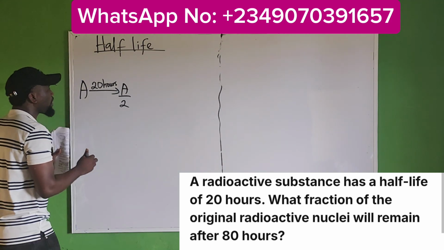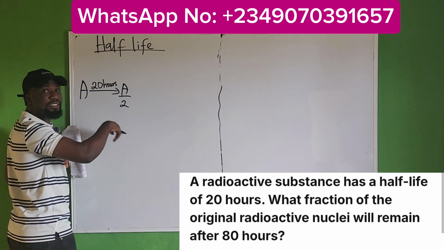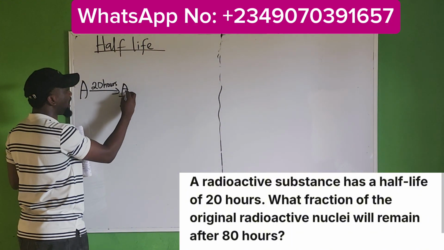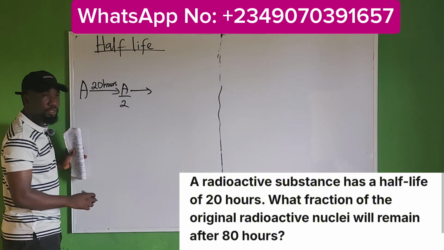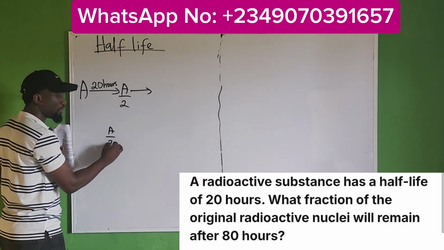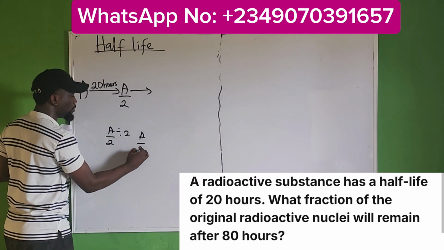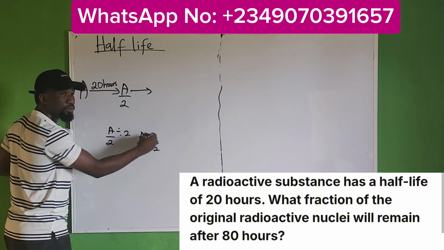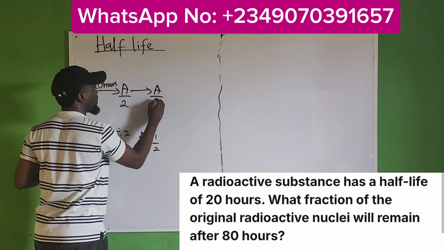So now, the next thing is, if this is to undergo disintegration, if this is to be halved, I mean half of A over 2 is going to give us what? A over 4. That is A over 2 divided by 2. So this will give us A over 2 multiplied by 1 over 2, and that gives us A over 4.